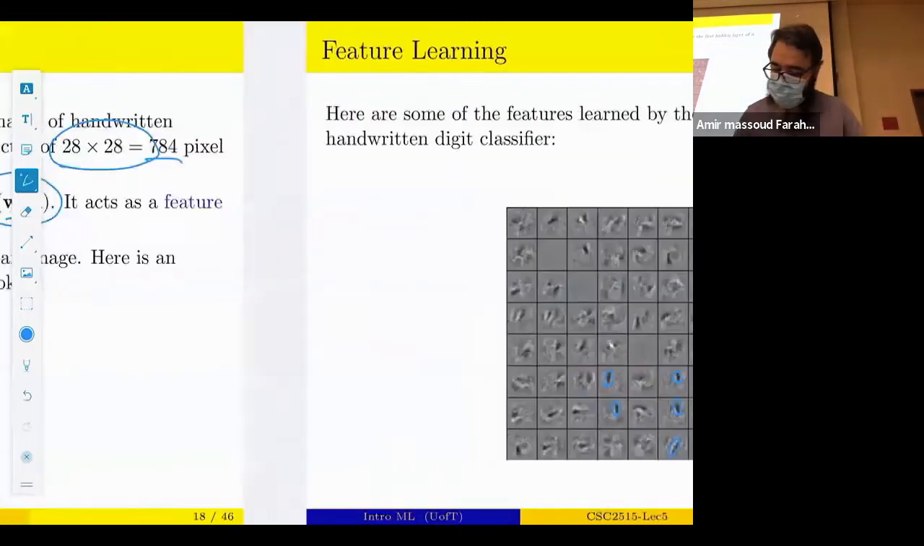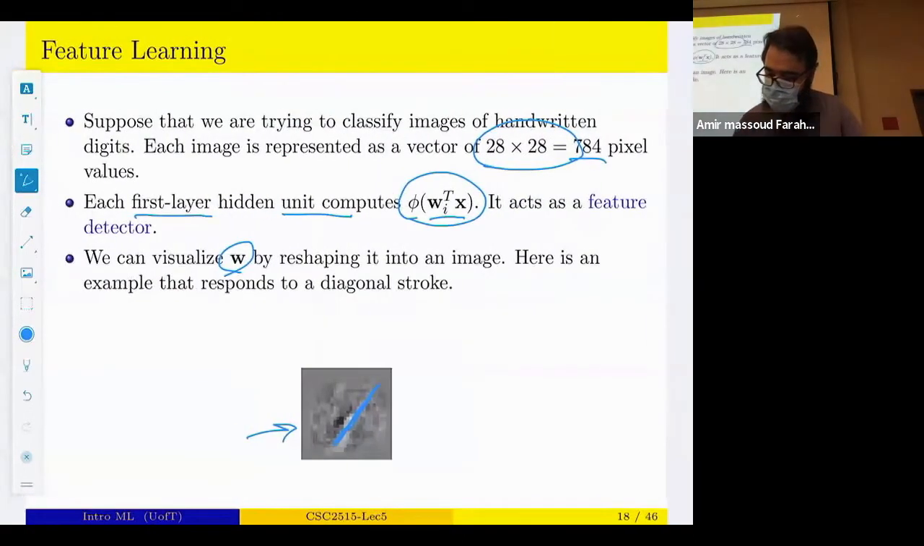So essentially, these are exactly these W's. And if the weight is large in magnitude, it means that it's more sensitive or paying more attention to the corresponding X, or pixel, in that input X.